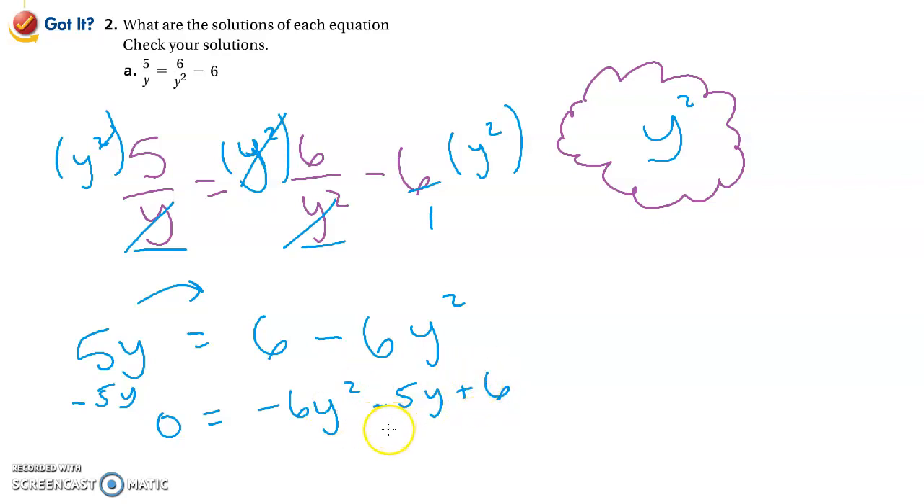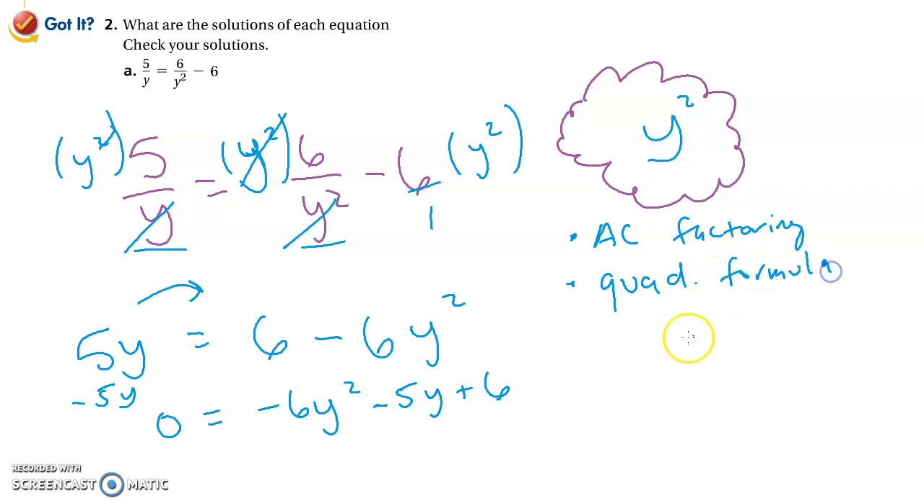I rearranged it because I wanted to put it in standard form with the highest degree in the front going down to the lowest degree. And looking at this, we're either going to have to use AC factoring, or we're going to have to use the quadratic formula. Now the choice is up to you on how you want to solve this. Again, the world is yours, and I'll let you guys choose.